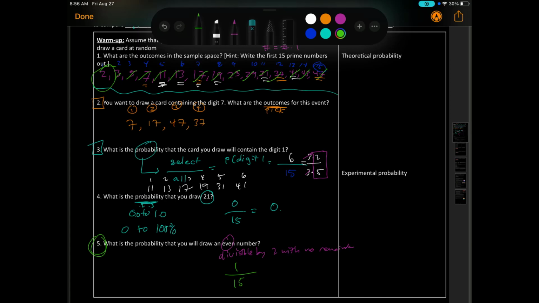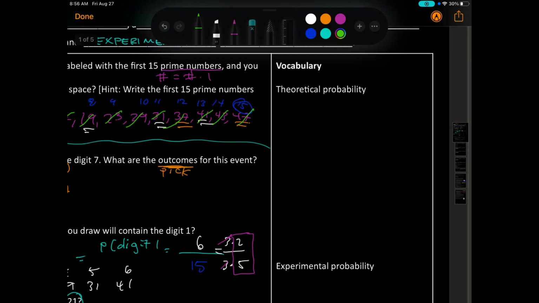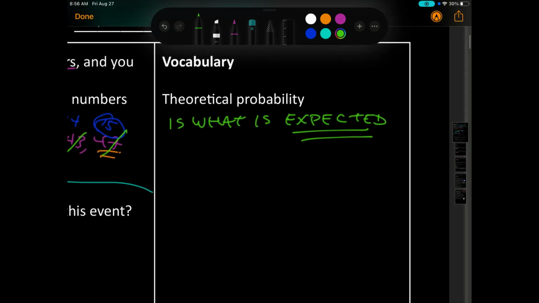Okay, let's go over some vocabulary words for example number 1. The first word that we need to go over is the vocab word theoretical probability. Theoretical probability is what is expected, and I'm going to highlight that word, expected. What is expected to happen?